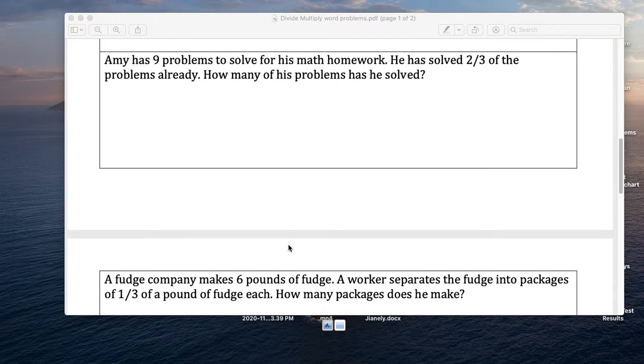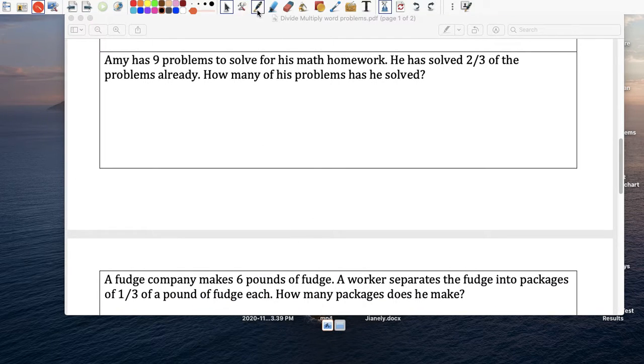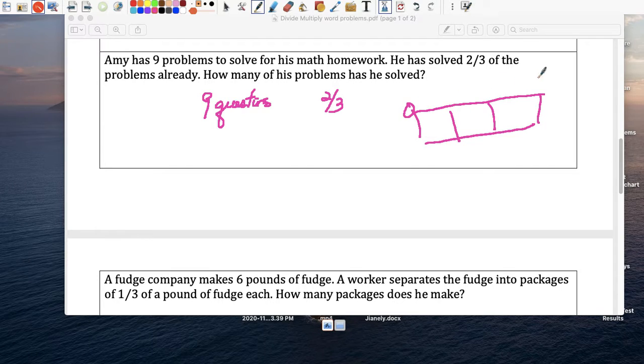Amy has 9 problems to solve for math homework. Right? She has 9 questions for her math homework. She already did 2/3. How many did she do? Okay, so imagine you have 9 and you take 2/3. So this is 0 and this is 9. If I take this much, this is how much homework she did. 1/3, 1/3, which is 2/3. This is how much she did already. And this is how much is left over.